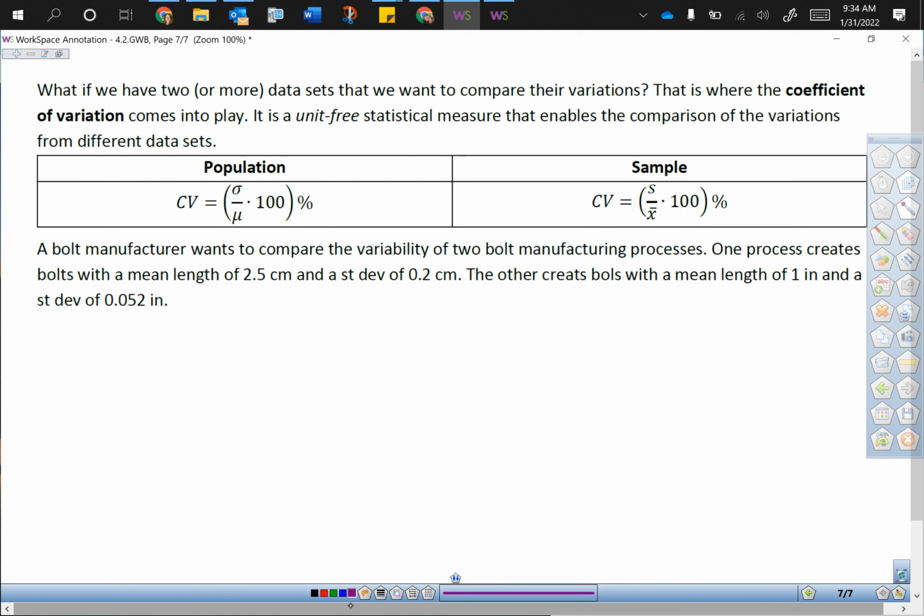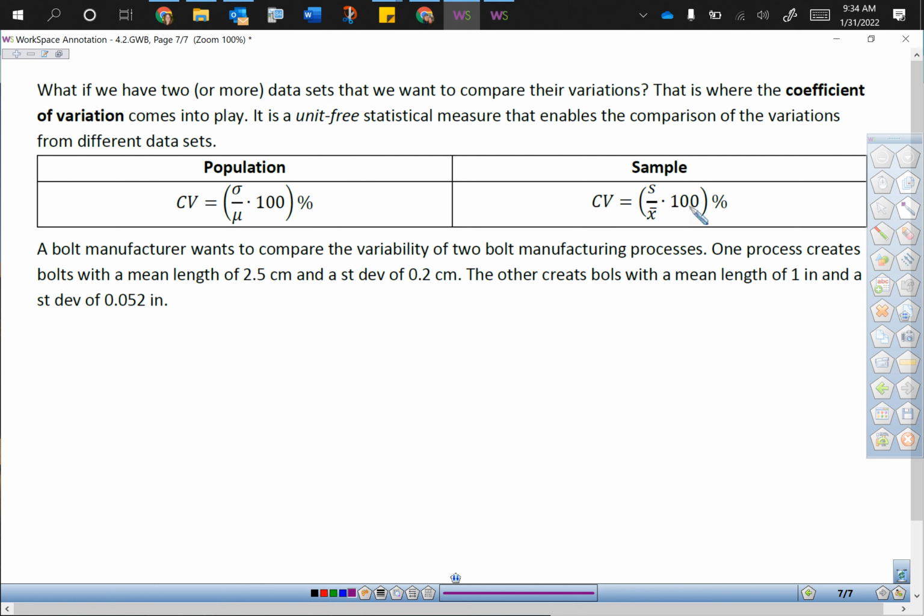So I have 2 different things down here, but I want you to look at them, population and sample, the coefficient of variation. What does this little sigma represent? That's standard deviation divided by mean times 100%, right? Well, over here for the sample, it's the same thing. Standard deviation divided by mean times 100%. Okay? So here's how this is helpful.